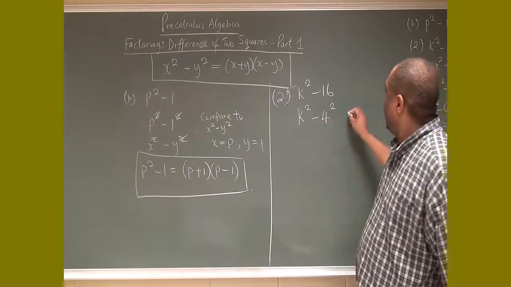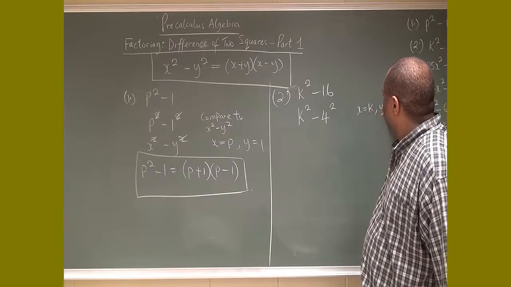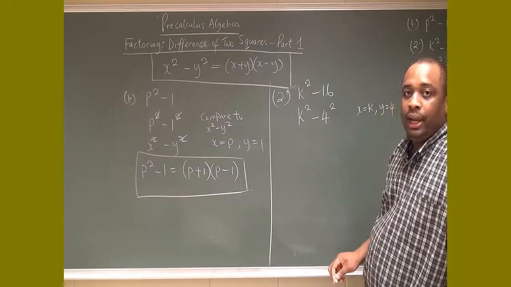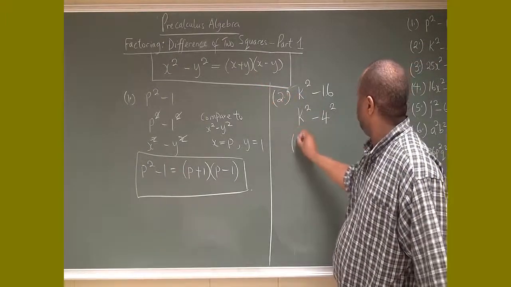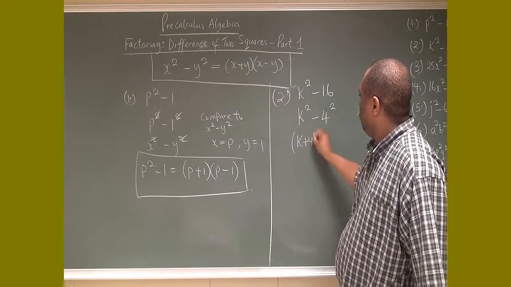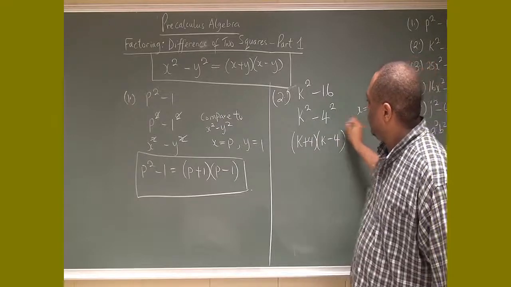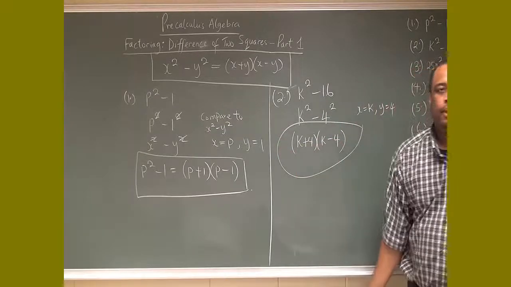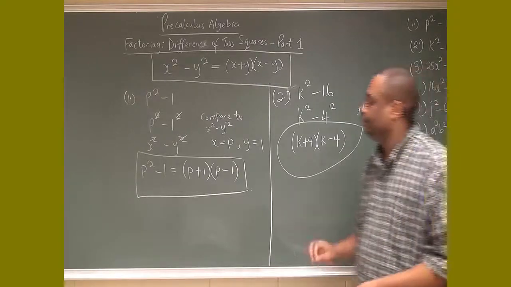So in this case, our x is k, and our y is 4. So this will now give us x plus y, which is k plus 4, times k minus 4. And that is the answer: k plus 4 times k minus 4. You see how simple it is.